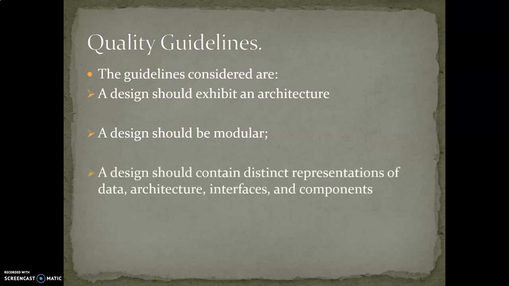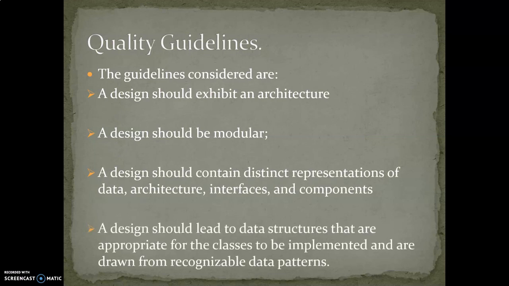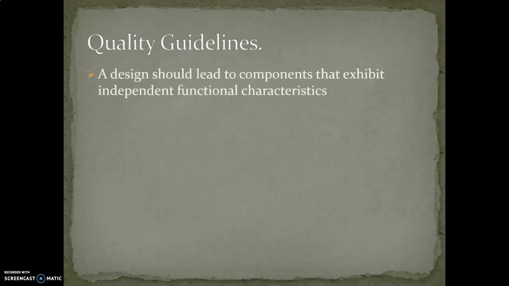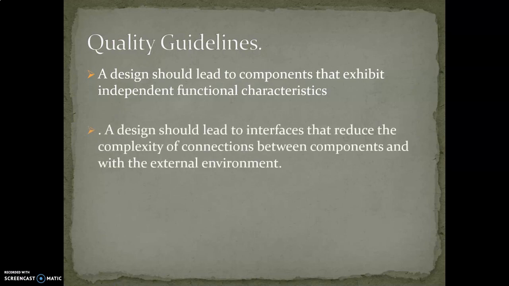A design should contain distinct representations of data, architecture, interfaces, and components. A design should lead to data structures that are appropriate for the classes to be implemented and are drawn from recognizable data patterns. A design should lead to components that exhibit independent functional characteristics. And a design should lead to interfaces that reduce the complexity of connections between components and with the external environment also.